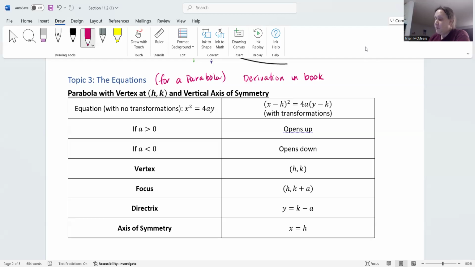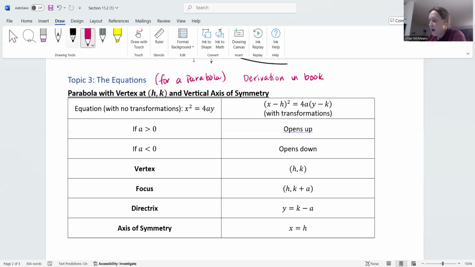So first of all, we're going to look at a parabola with a vertex at (h, k), okay? So that would indicate that we do have transformations. But we're also going to have a vertical axis of symmetry. So what in the world does that mean? Well, remember earlier I said when you have a parabola, you have this invisible line that goes through the vertex. And that invisible line is something where if you folded the parabola about that line, the two sides would meet. That's where you show your symmetry. So it's quite literally the axis of symmetry.